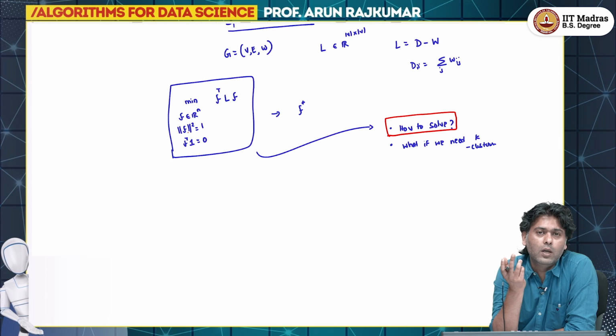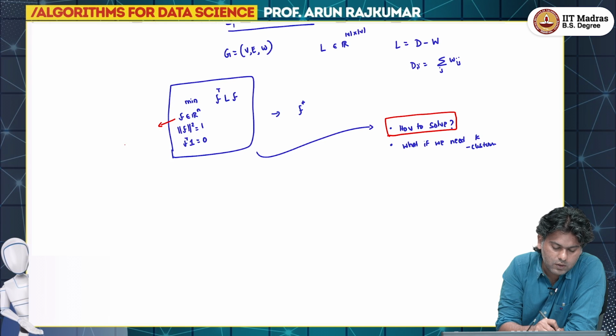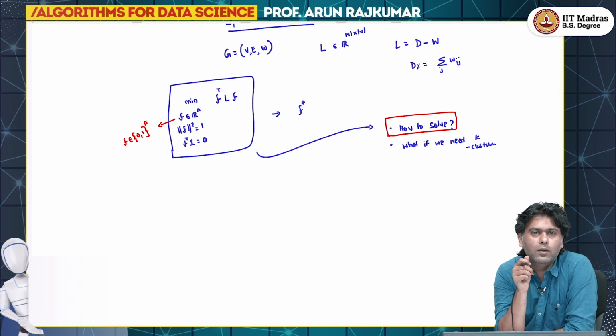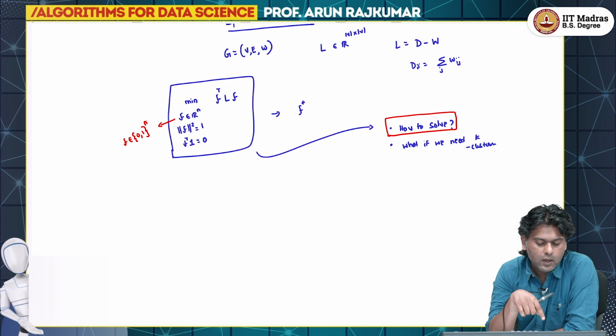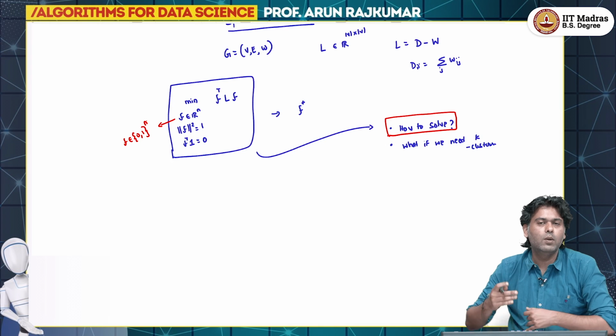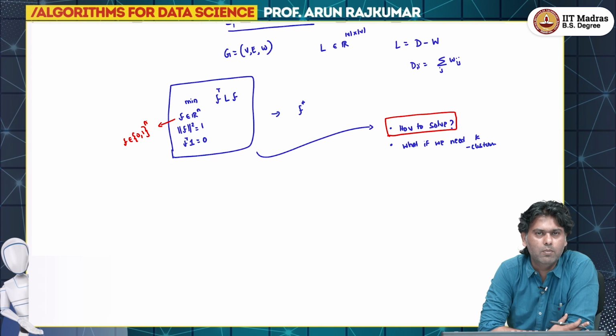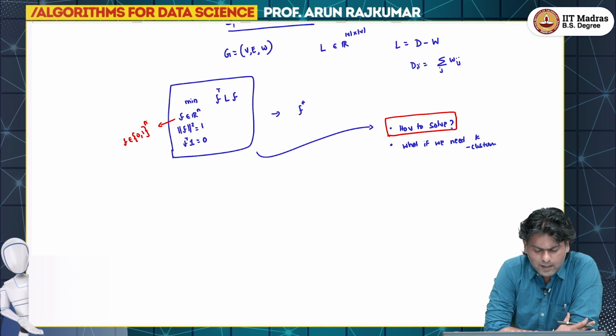So if you remember, when this f was in {0, 1}^n, that is, if we wanted a hard assignment of data points to cluster 0 or cluster 1, then this was a hard problem to solve, right. So this was an NP-hard problem, which means that we do not expect efficient solutions for that problem. So we relaxed it and we allowed f to be any vector in R^n, and now we are asking, because of this relaxation, has this problem become any easier? And the answer to this is yes.